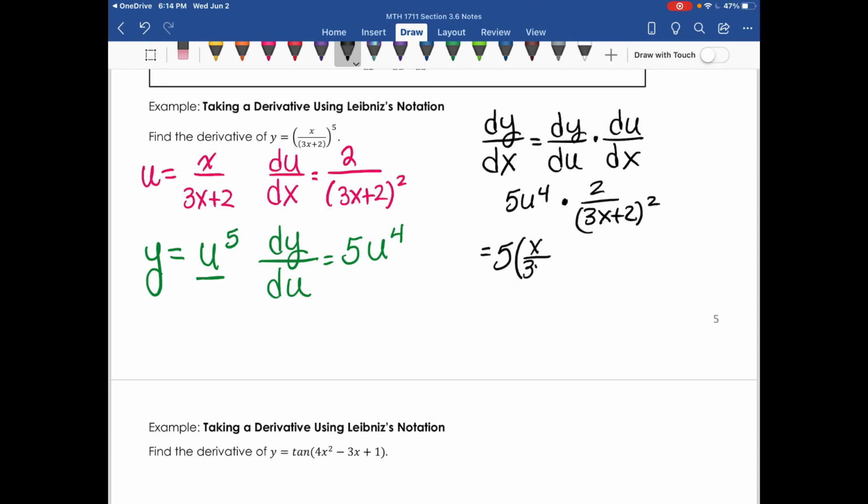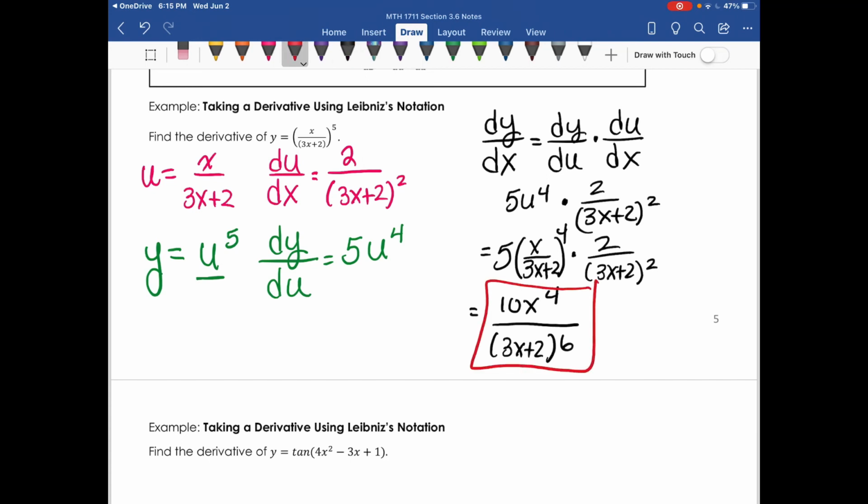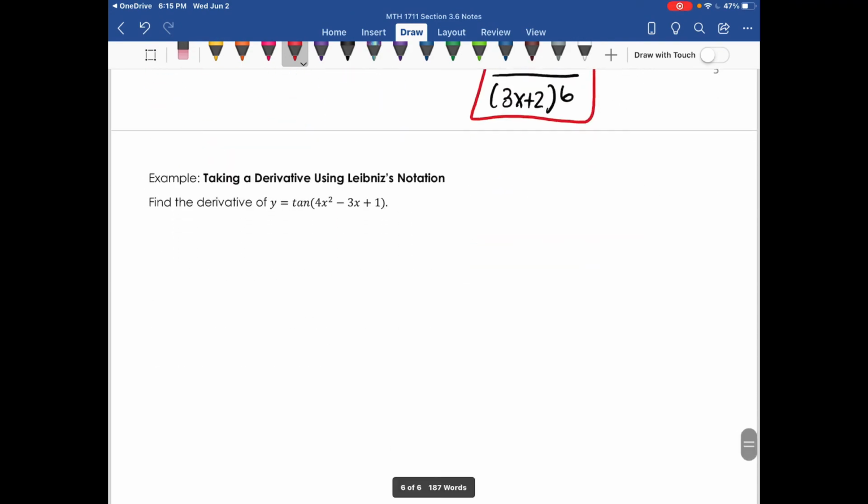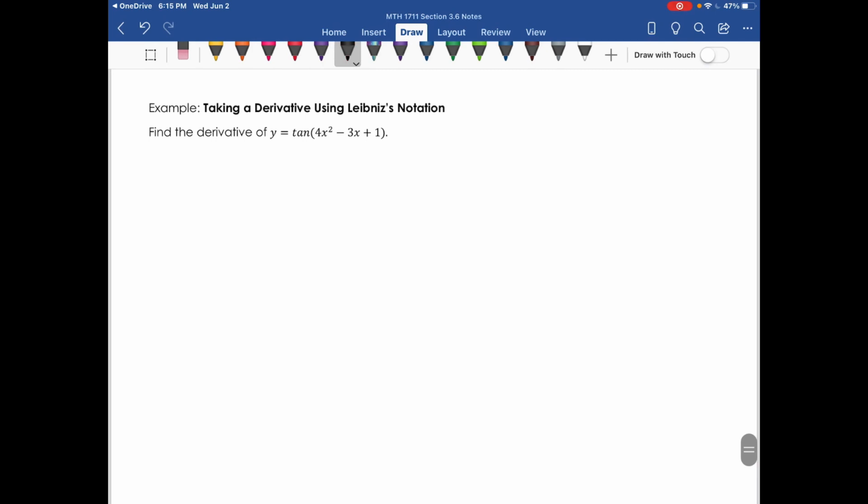Now, the last step is to resubstitute and simplify if you can. So I'm going to plug in our value of u in here, which we said was x over 3x plus 2, and that's raised to the fourth, times 2 over (3x plus 2) squared. So when I clean this up, if I multiply across the top, I have a 5 times an x to the fourth times a 2. That gives me 10x to the fourth. When I multiply across the bottom, I have (3x plus 2) raised to the fourth times (3x plus 2) raised to the second. So that's going to give me (3x plus 2) raised to the sixth.